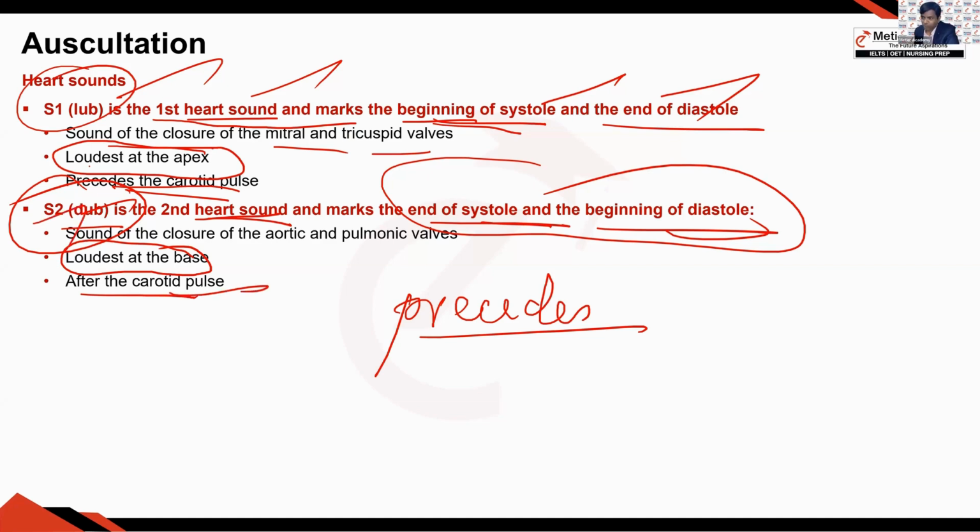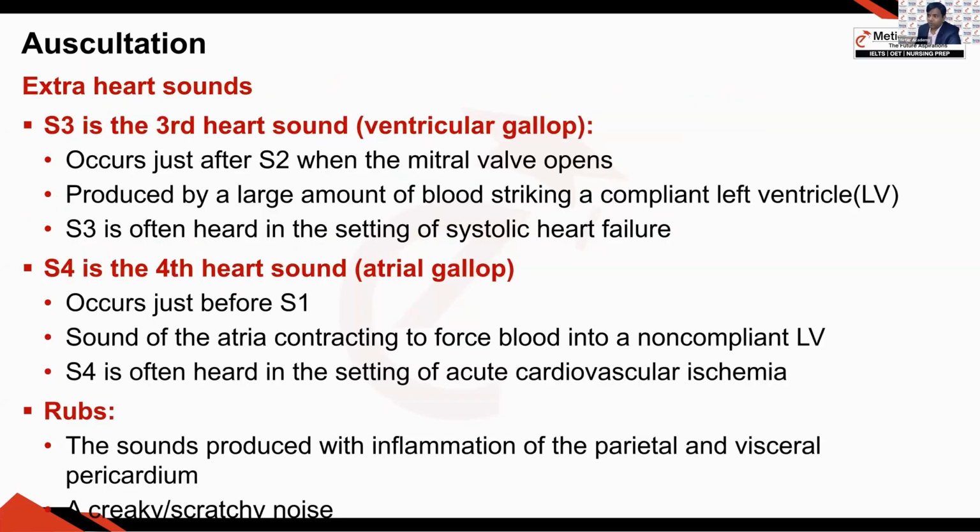So this is an important heart assessment. Usually we study that S2 is heard between the aortic and pulmonary valves, but here the S2 sound comes after the carotid pulse. S3, the third heart sound, is always abnormal. It is known as the ventricular sound, the ventricular gallop. S3 is a ventricular gallop sound.